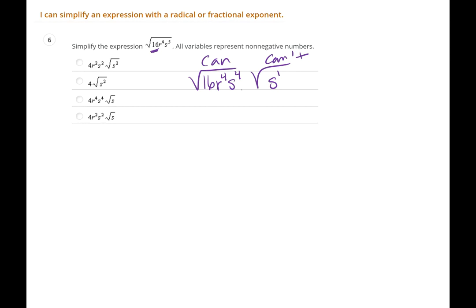So I'm going to take the square root of this box. When I take the square root, the root sign goes away. So the square root of 16 is 4. The square root of r to the 4th, remember we divide by 2, would be r squared. Square root of s to the 4th would be s squared. And then just the square root of s.